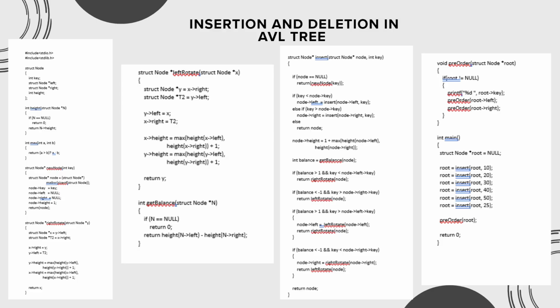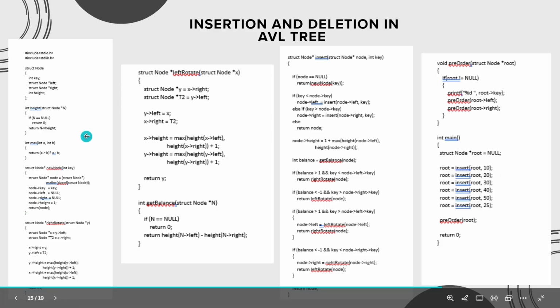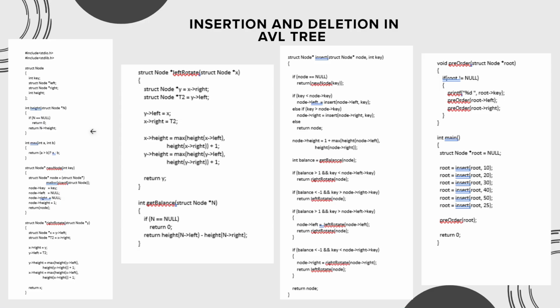So here we define the node structure with struct node. Each node has a key, which is the value it stores, a left pointer, a right pointer, and a height. The height is very important because it decides whether the tree is still balanced. So next we have the height function. The line if n is equal to NULL returns 0, meaning if there is no node in that spot, the height is 0.